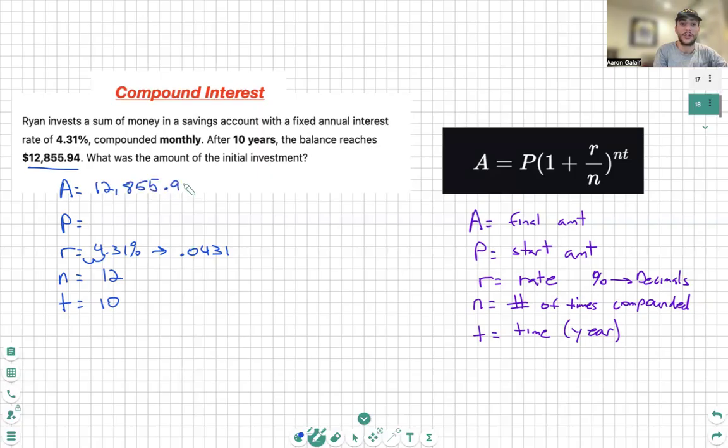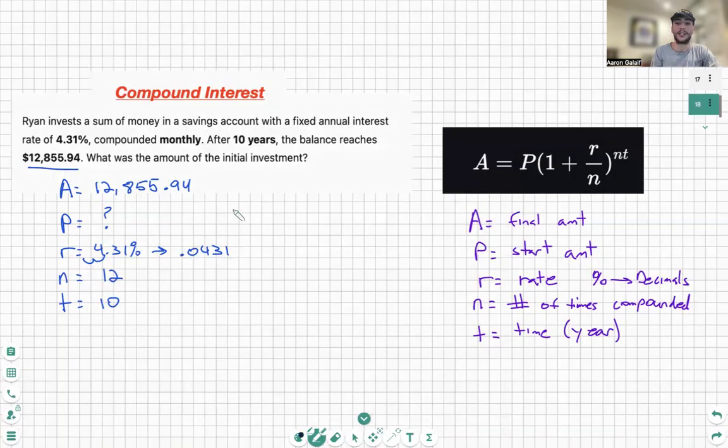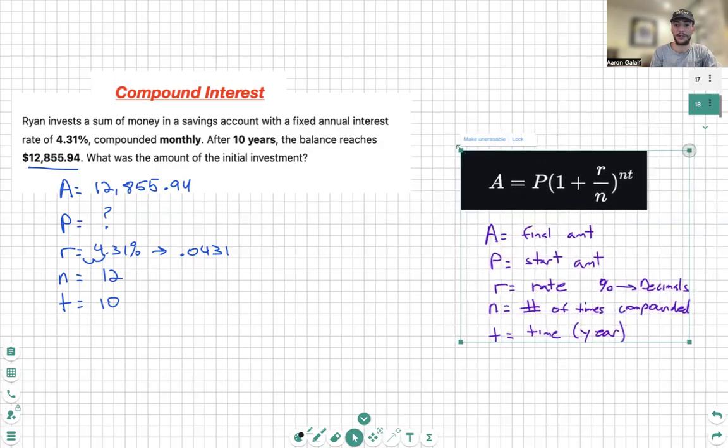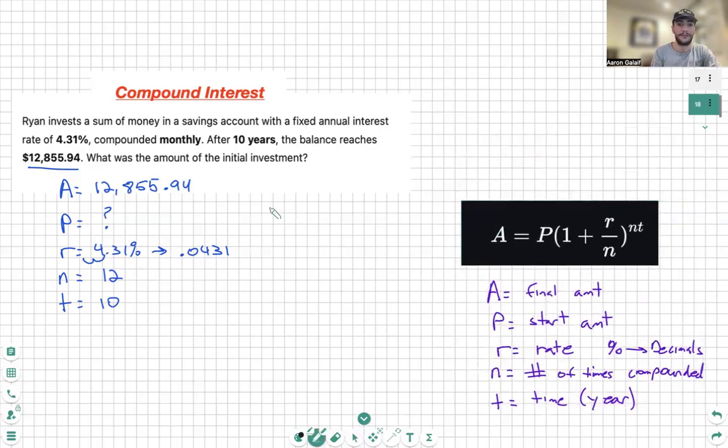And we see here, the only thing we're not given is our principal, our starting amount. And if you read the question, it says, what was the amount of the initial investment? That is asking for P. So we label everything, we find out all of what we're given, we label our one unknown, and now we plug and chug into our formula. So let's slowly write this out. First, A equals P times (1 plus R over N) to the power of N times T.